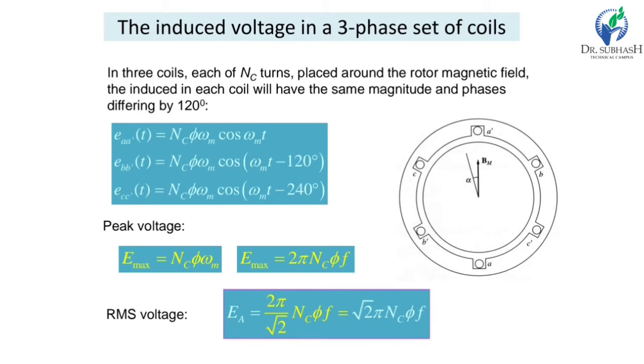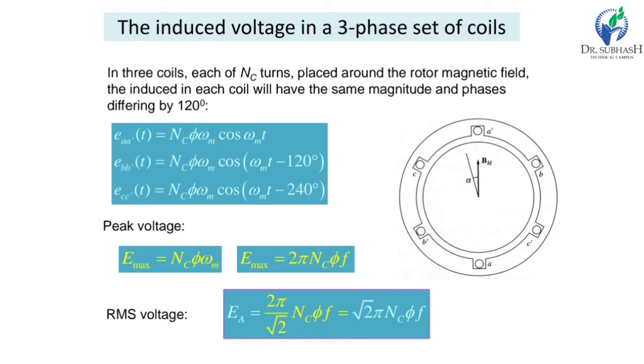Now we discuss the induced voltage in a 3-phase set of coils in a synchronous machine. Here we know that if we put a 3-phase winding around the field of the rotor, every winding has Nc turns. This assembly is shown in the given figure. The voltage produced in every winding will have a similar magnitude, but will be out of phase by 120 degrees.